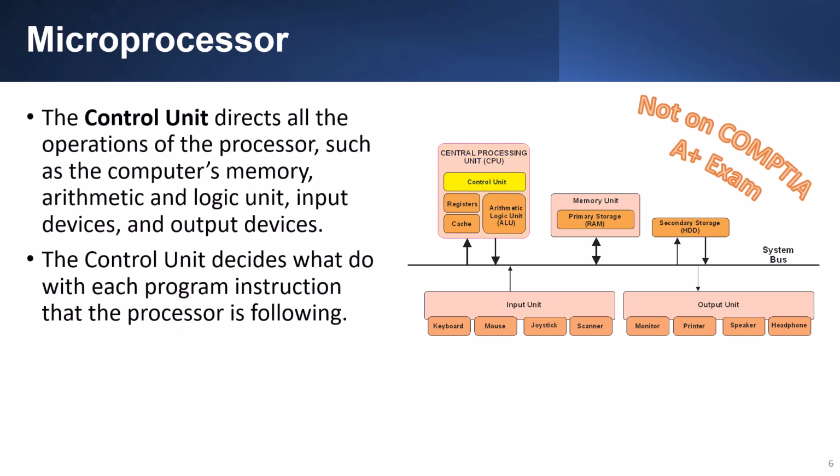The control unit directs all of the operations of the processor, such as the computer's memory, its arithmetic and logic unit, input devices, and output devices. The control unit decides what to do with each program instruction that the processor is following.